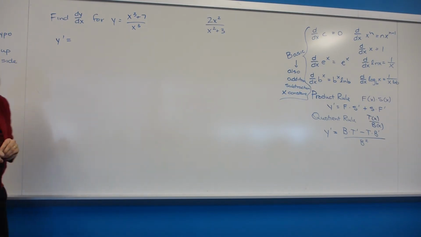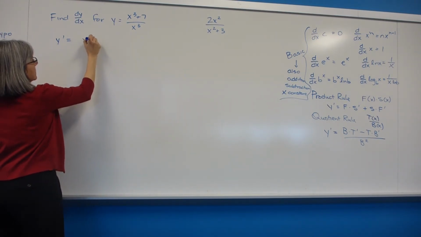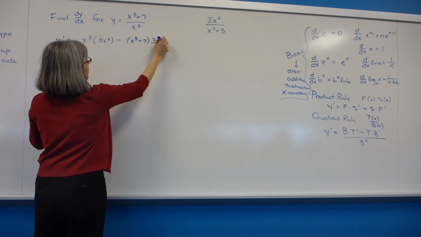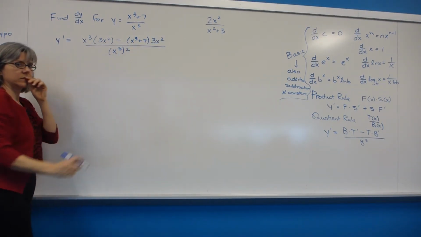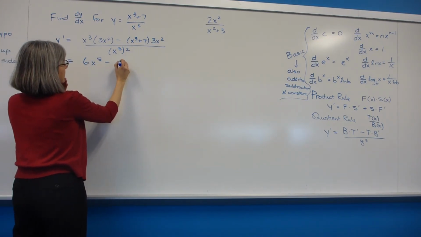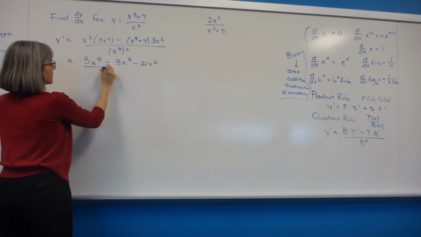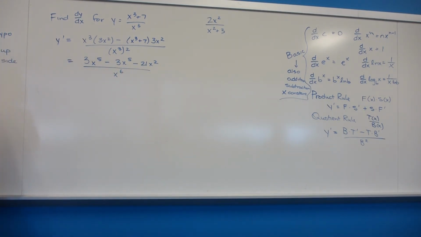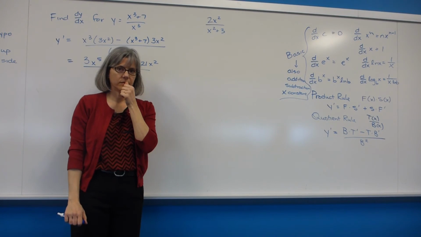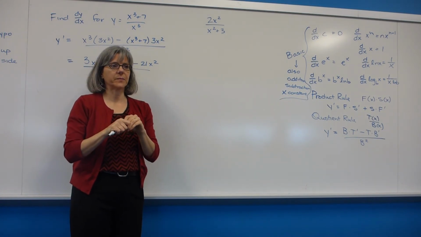Quotient rule first. So bottom times derivative of the top minus top times derivative of the bottom, all over the bottom squared. You guys give it a go first. And then we'll look at your notes.